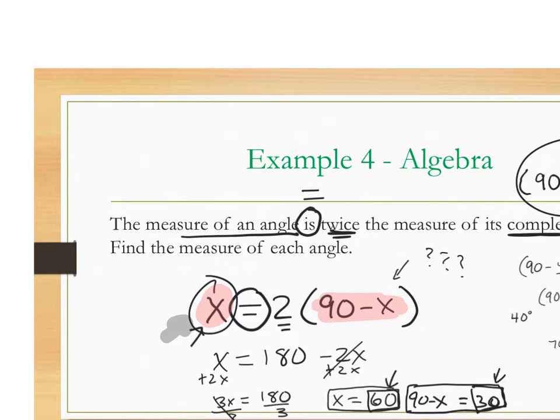The second angle, the way I find the second angle is 90 minus whatever the first angle is, right? So whatever angle the first one is, I'm going to do 90 minus that number, and that's how you find the second angle. This whole thing is the second angle, but to find it, I've got to do 90 minus whatever the other number is.